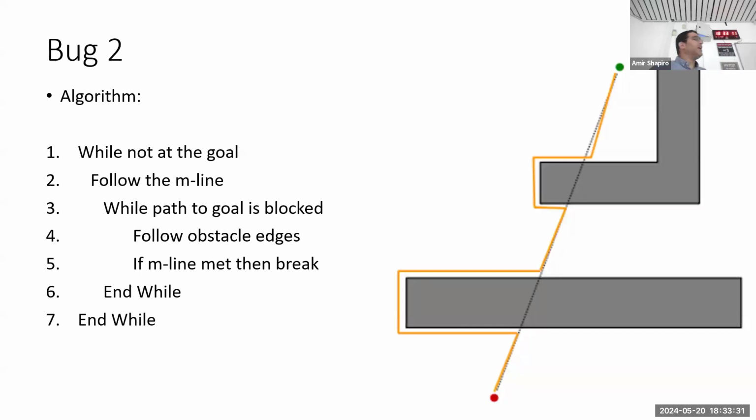So we follow the line again, and then you see, we hit another obstacle, we go around the obstacle until we get to the line again, and then continue straight to the target. This looks much more efficient, right? And we can do this either from right or from left.